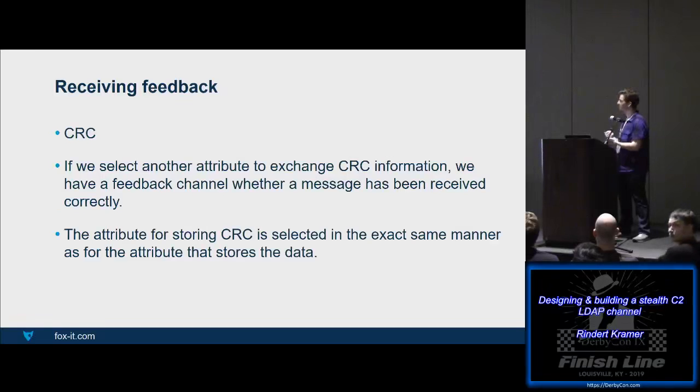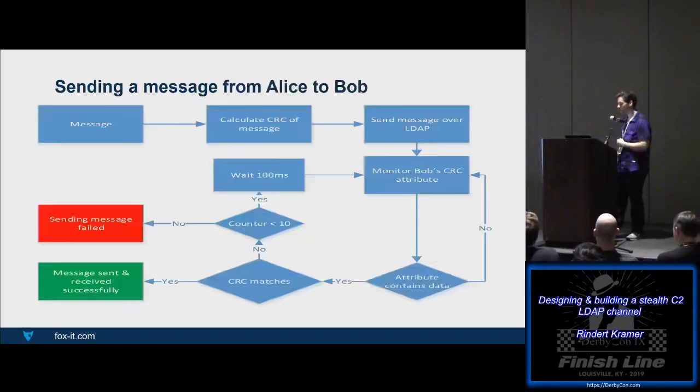So besides the data attribute that's used to transfer data between Alice and Bob, another attribute is selected that will contain the CRC checksums. And the attribute is selected in the exact same way as the data attribute. So, nice flow. In order to send a message from Alice to Bob, Alice would first calculate the CRC of the message herself before she sends it over LDAP to Bob.